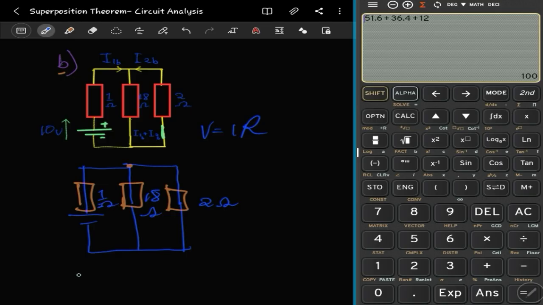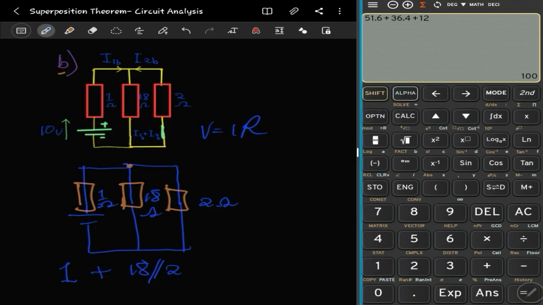So clearly we could see that we have a 1 ohm which is in series, because we end up transforming these two here into a parallel circuit, which is basically 1 plus the 18. This is a way to represent it. That's parallel to the 2, right? So this is how we go about it.